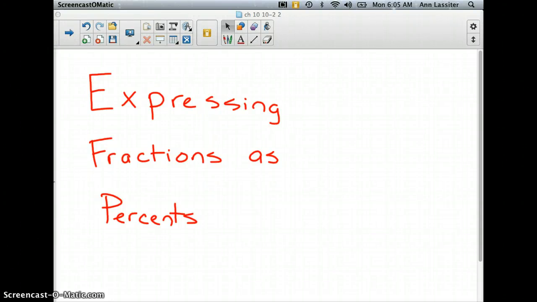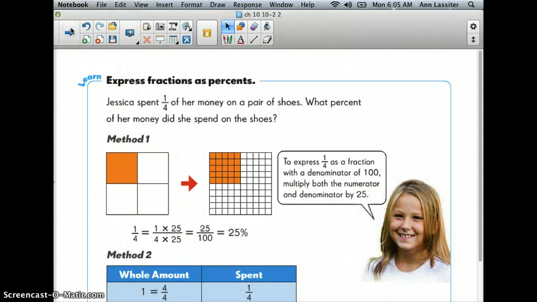Our next section is on expressing fractions as percents, and this should be very similar to work we've done earlier this year when we worked with expressing fractions as decimals. When you look at this picture, first of all, it says Jessica spent 1/4 of her money on a pair of shoes. What percent of her money did she spend on the shoes?